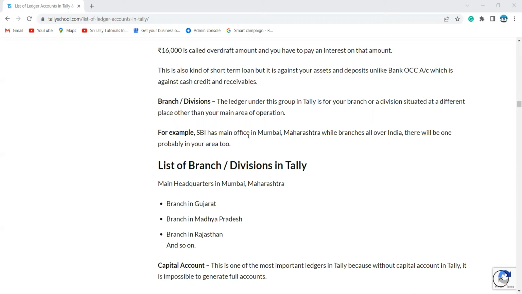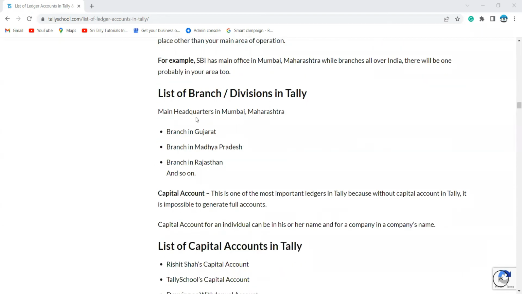Suppose cash is paid to Hyderabad branch. First of all, I want to create a ledger. Hyderabad branch comes under branch and divisions. So here I mentioned examples also: main headquarters in Mumbai, Maharashtra, branch in Gujarat, branch in Madhya Pradesh, branch in Rajasthan, and so on.